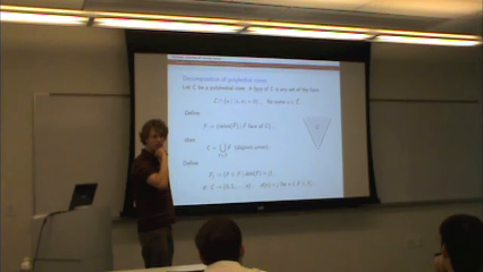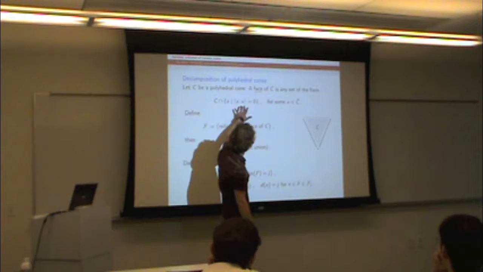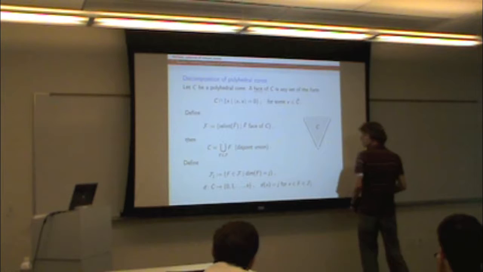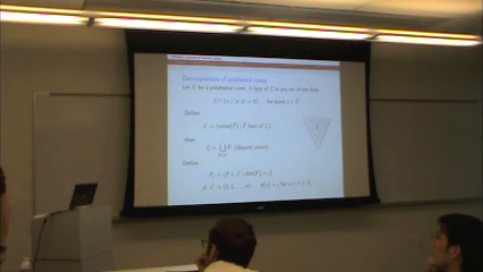So the faces are just intersections of the cone with a hyperplane. So let's make this clear. If you have a cone C here, then we have the dual cone down here. So this is the cone C. The dual cone would be down here. Now let's take the vector v here. Then the hyperplane defined by v is intersected with C. Okay.